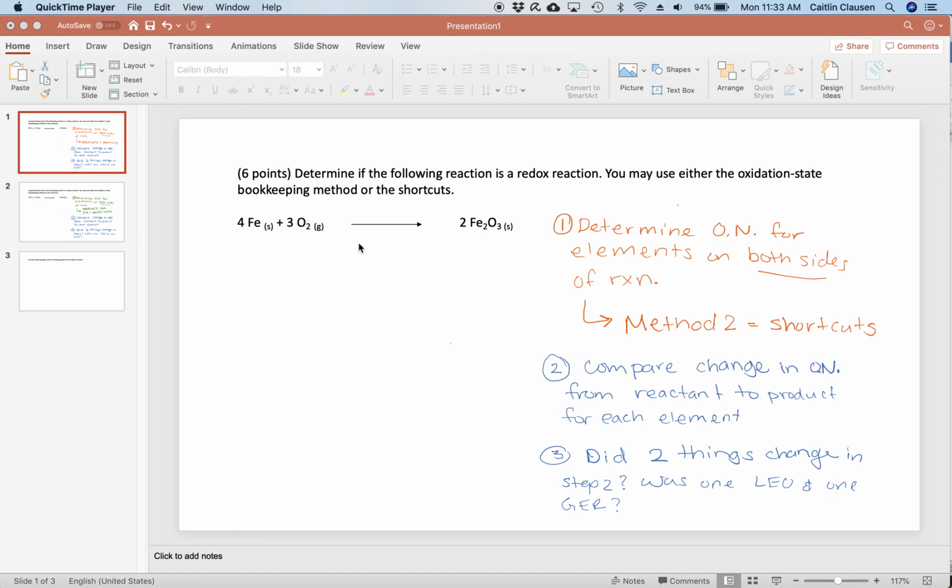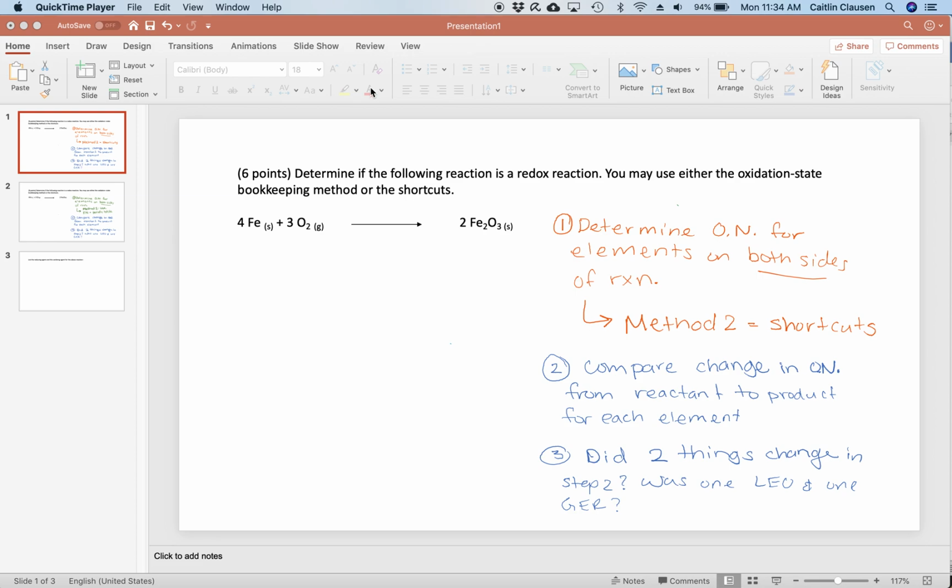Okay, determining if a reaction is a redox reaction or not. There are two methods that you can use to do this. I'm going to talk about the second method first, and then we're going to talk about the first method. I label them method 1 and method 2 based on my lecture notes from chapter 10.